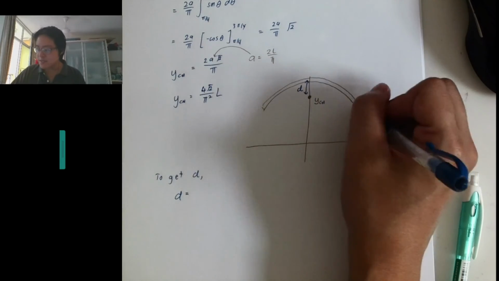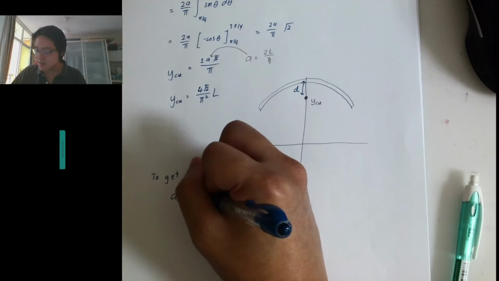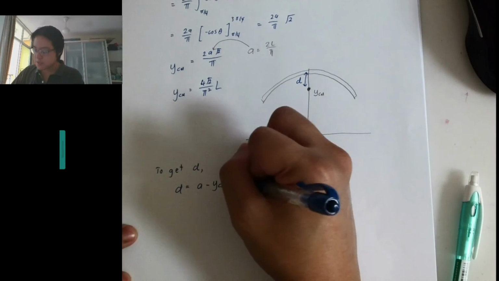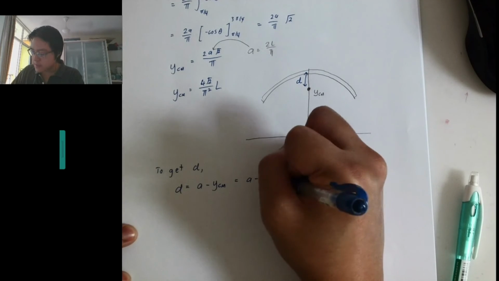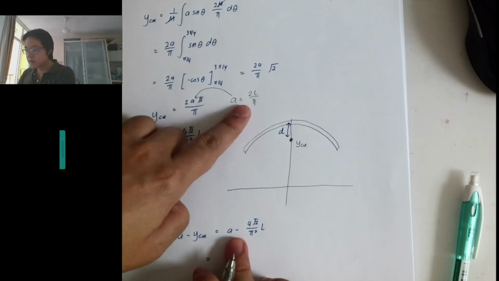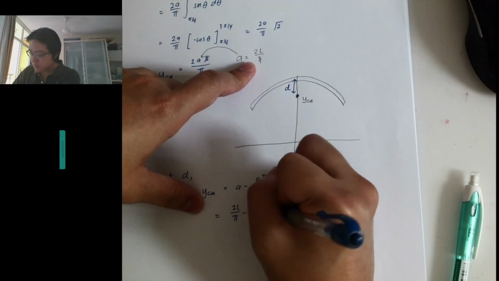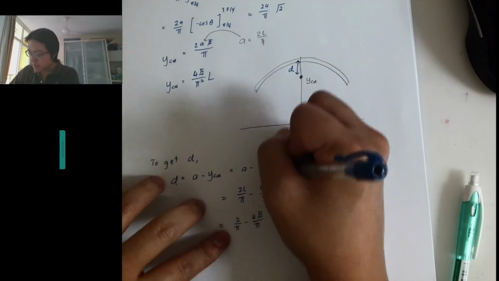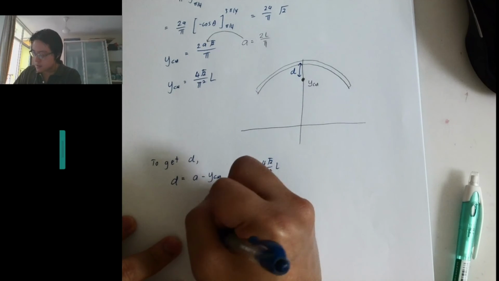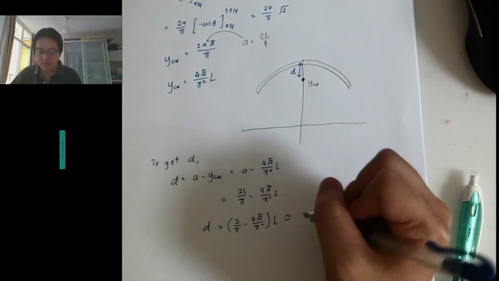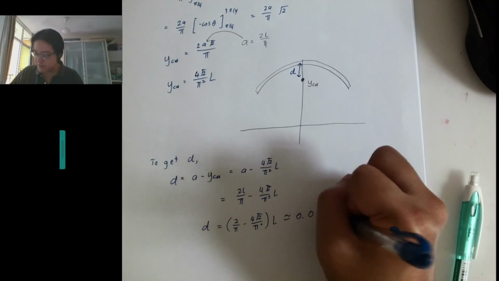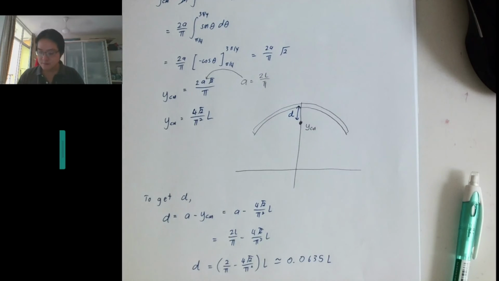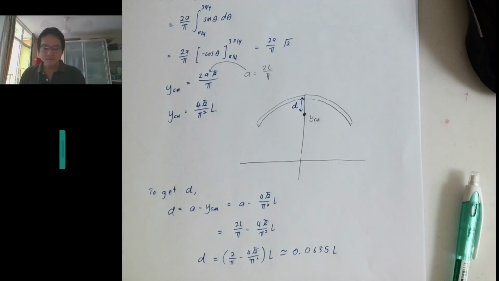We're almost done. Because the radius is a, the distance here is a. So D is equal to a minus YCM. Which is to say it's a minus 4 root 2 over pi squared L. So a is 2L over pi, so it's 2L over pi minus 4 root 2 over pi squared L. In other words, this is 2 over pi minus 4 root 2 over pi squared, times L. So this is the distance. If you want to check the numerical value, it is about 0.0635 L. So it's some portion of the length away from the center.